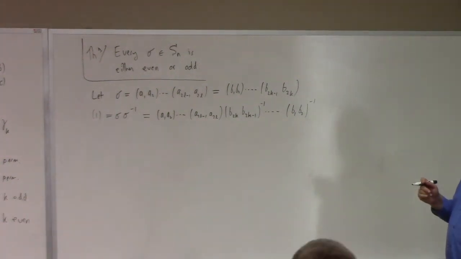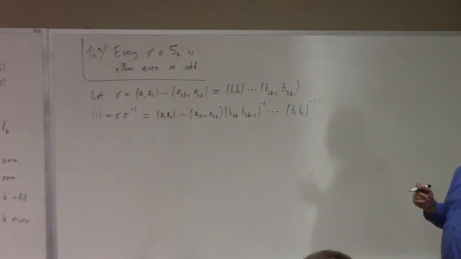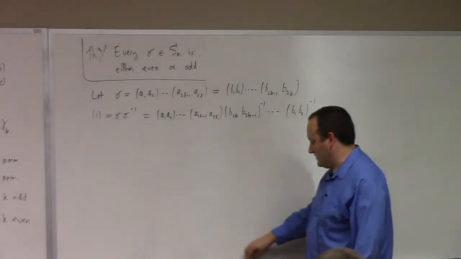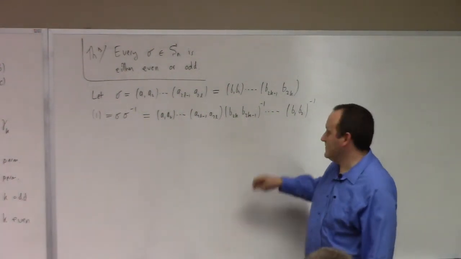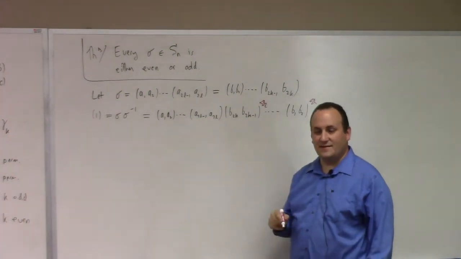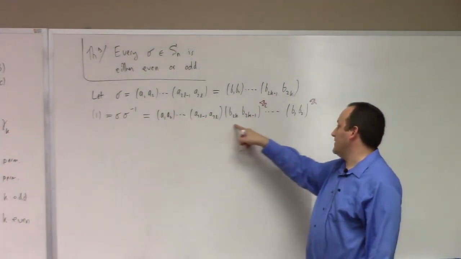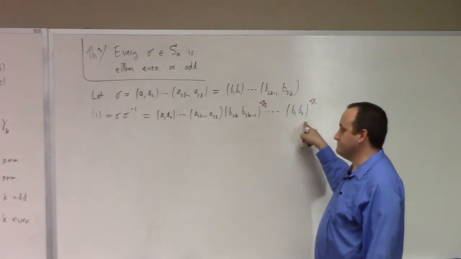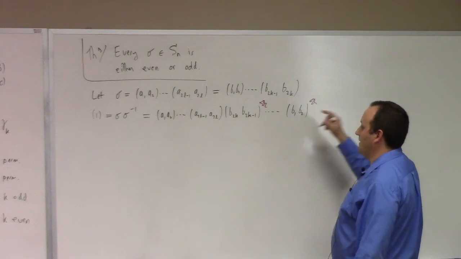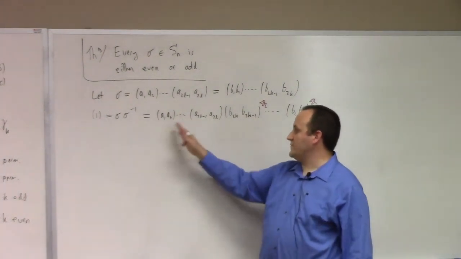But I'm tired of writing. If you guys don't mind, what can I do? What's the inverse of a transposition? It's itself, right? So I can justifiably drop the inverses. So what do we have here? My question is, how many transpositions are there here?